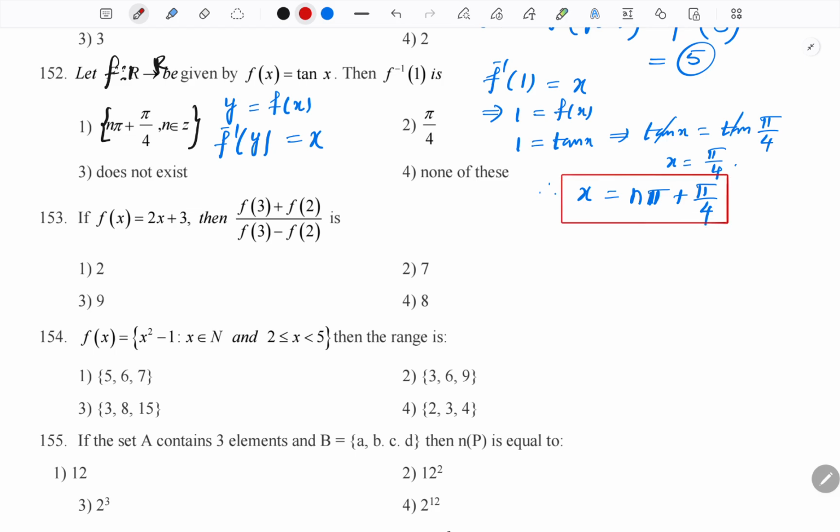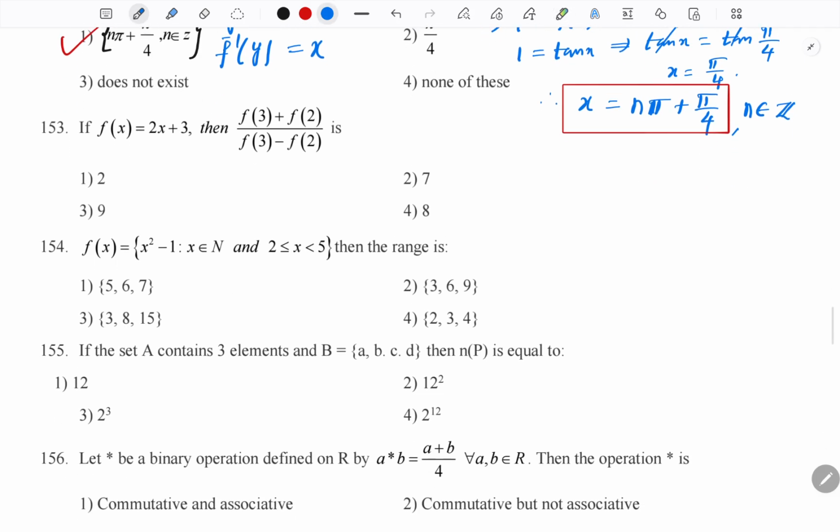Where n belongs to, what is it? Our n is an integer, right? So option, which one is correct? Option 1. Clear? Students, if this option is not there in your solution, this is the correct answer. If these two are there, you should not pick this one. It's not a complete solution. Clear? This is the complete solution of the given problem. Both for tan x goes to 0 at n pi, and you get 1 at pi by 4. Clear? Next question.